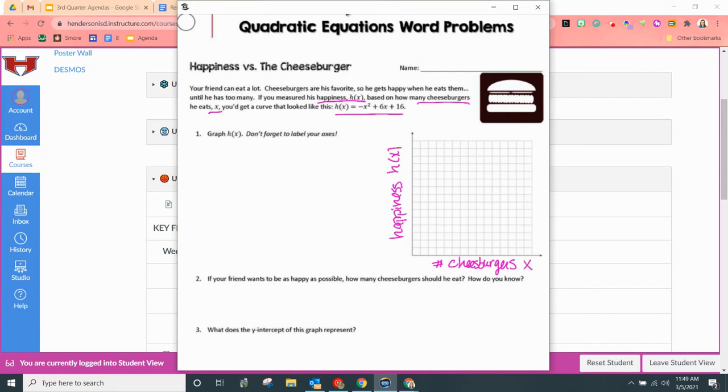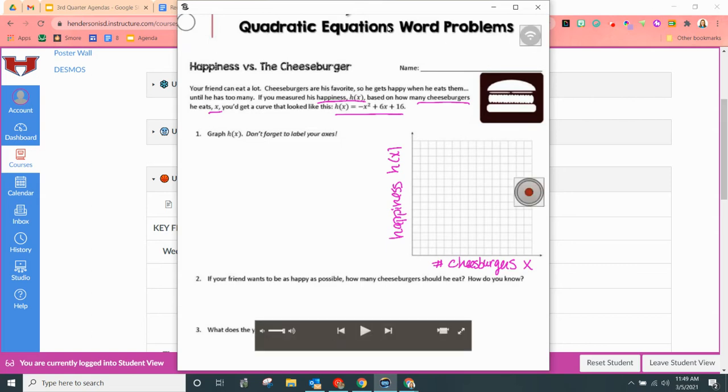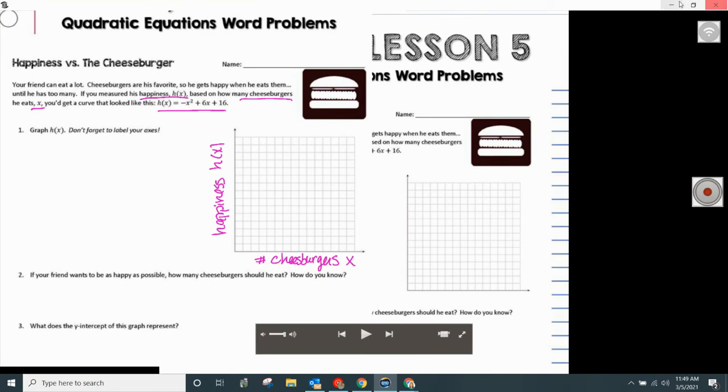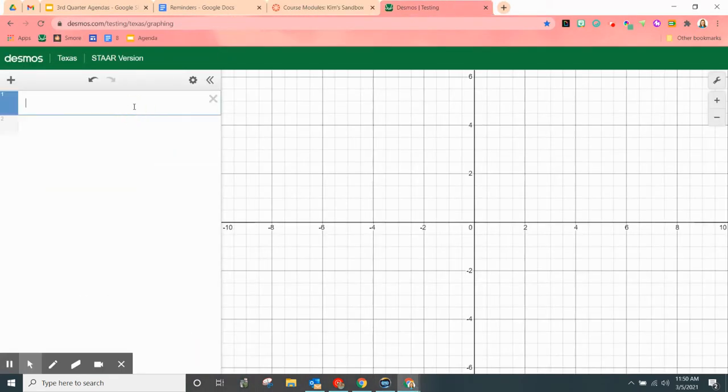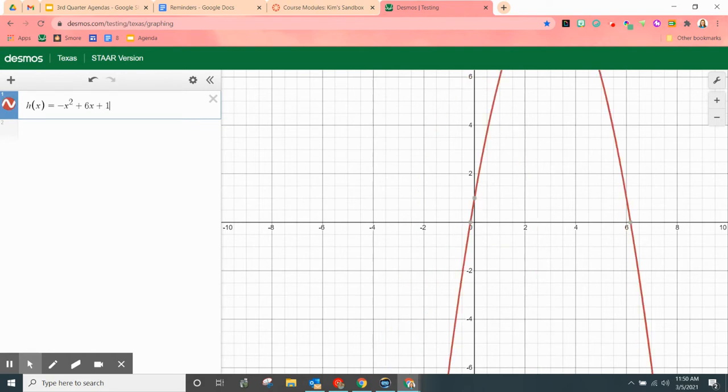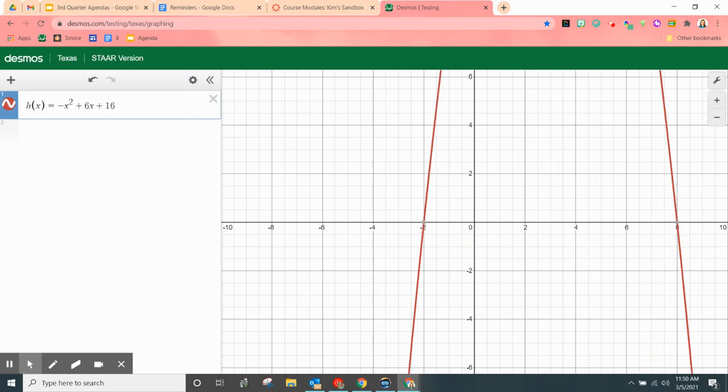Okay, so let's label it. But in order to do that, let's graph it. Let's use Desmos, because Desmos is always nice to use. Whoops. I didn't mean to do that. I'm trying to move this over. Okay, so I'm going to go over to Desmos. So our curve was h of x equals negative x squared plus 6x plus 16. So there's my graph right here.